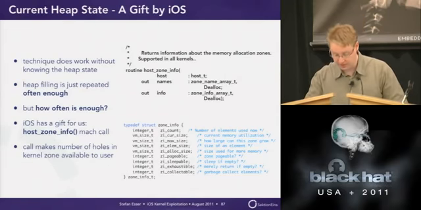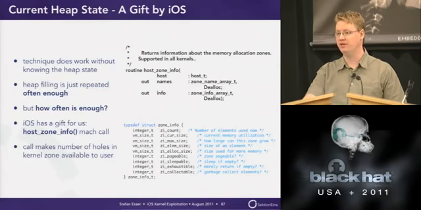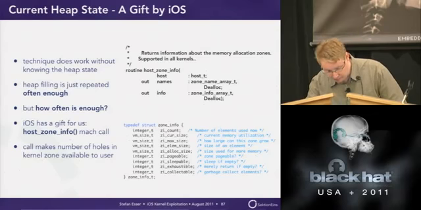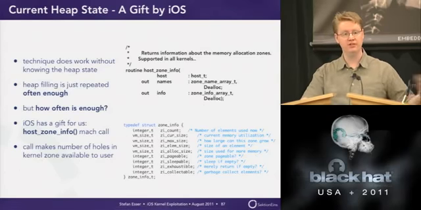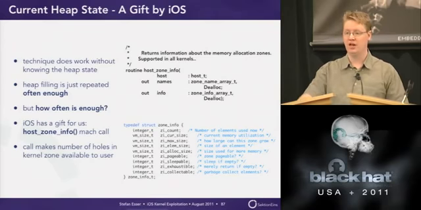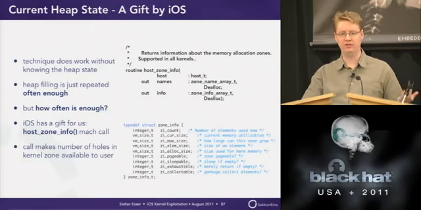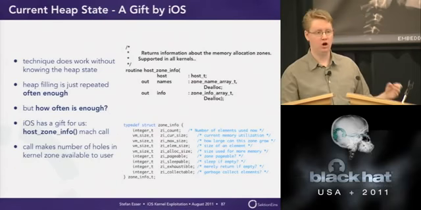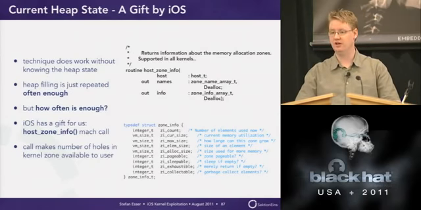And this contains the count of elements actually allocated at the moment in the zone. It gives you the size of the zone at the moment, and you can divide that by the size of an element, and you know how many elements should be allocated. And when you know how many are allocated and how big the zone at the moment is, then you know how many are free. So you know exactly how many holes there are in the heap. And this gives you the idea how many allocations you have to do to fill all the holes.